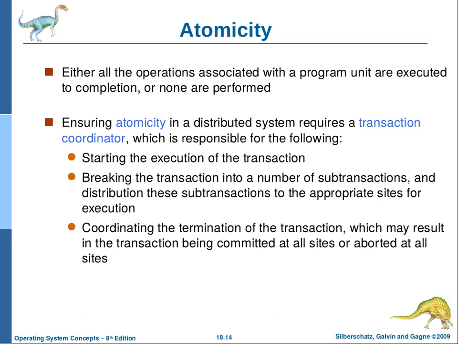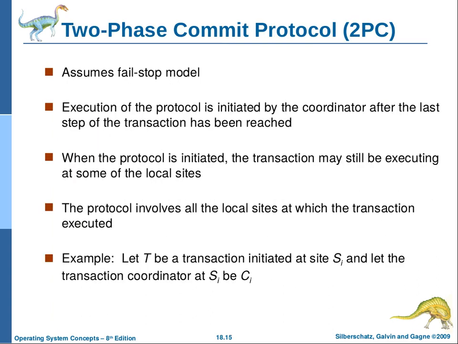So to ensure this atomic property, you require some type of transaction coordinator, which is responsible for starting it, breaking it into sub-transactions that can hopefully be rolled back if there's an issue, and then coordinating the termination, which may be either committed or aborted on all sites. And now we're going to talk about the two-phase protocol.